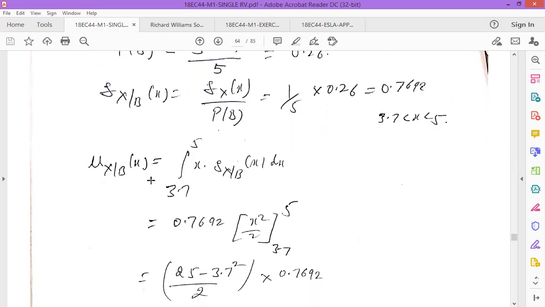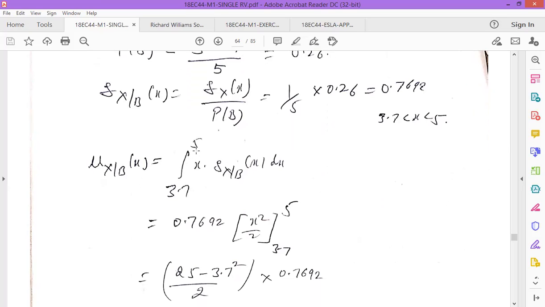And next, mean has to be calculated. As we know, mean is expressed as the integral of x into fx of x. So instead of fx, you will be writing x into fx by b of x into dx. And what is the range? So 3.7 up to 5.